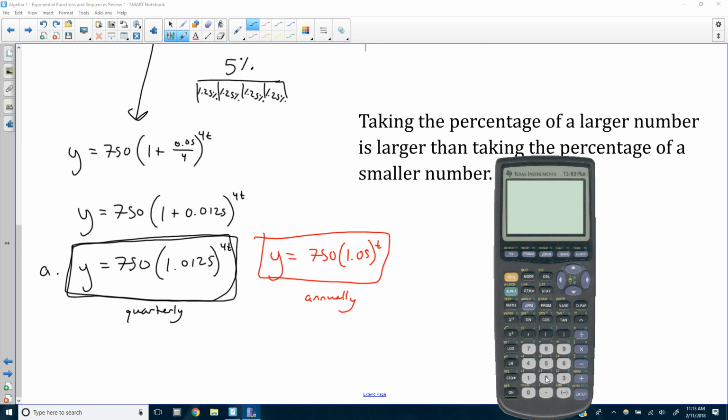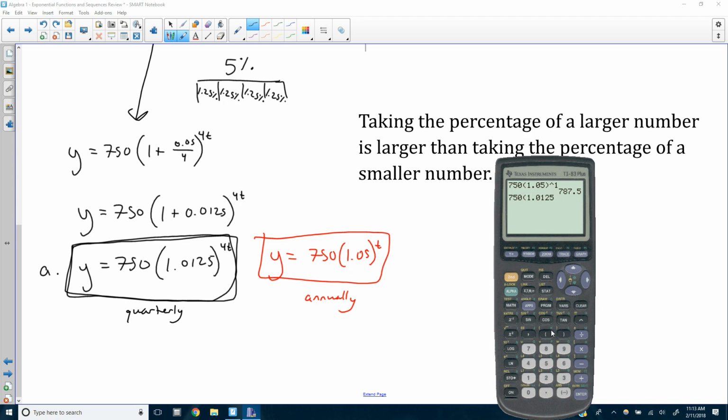So let's say we do 750 times 1.05 to the first power. After 1 year, I take 5% more of what I had before. Now I'm going to have $787.50 after 1 year with this model. So you might be thinking, well, if I do all of these spread evenly throughout the year, I'm going to get the same number. Well, here's the difference.